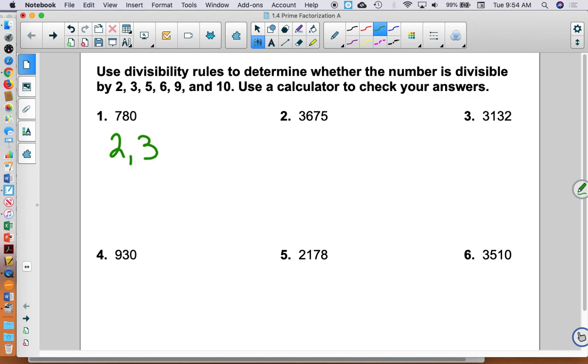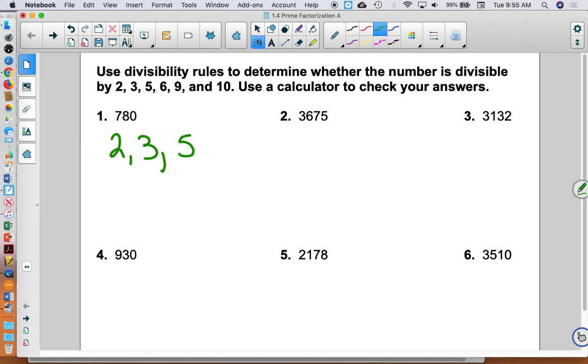Okay? Is this number divisible by 5? Thumbs up, yes. Thumbs down, no. It is. Why? How do you know it, Faith? Because the last number is 0. Okay. And in order to be divisible by 5, it has to end in a 0 or a 5. Good.